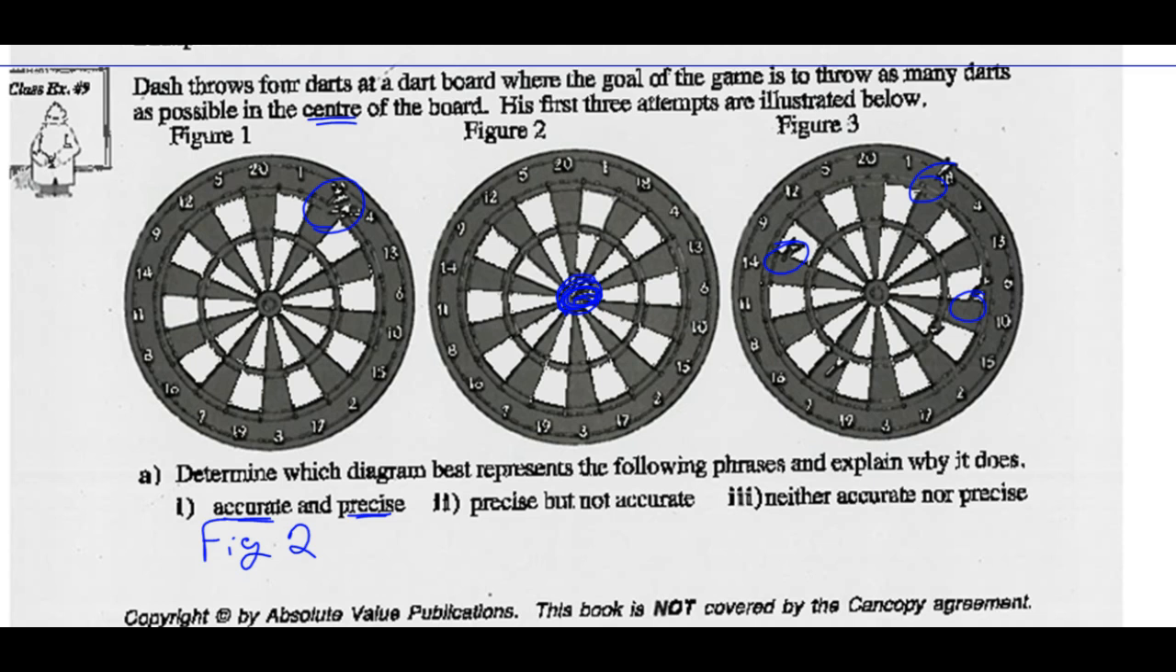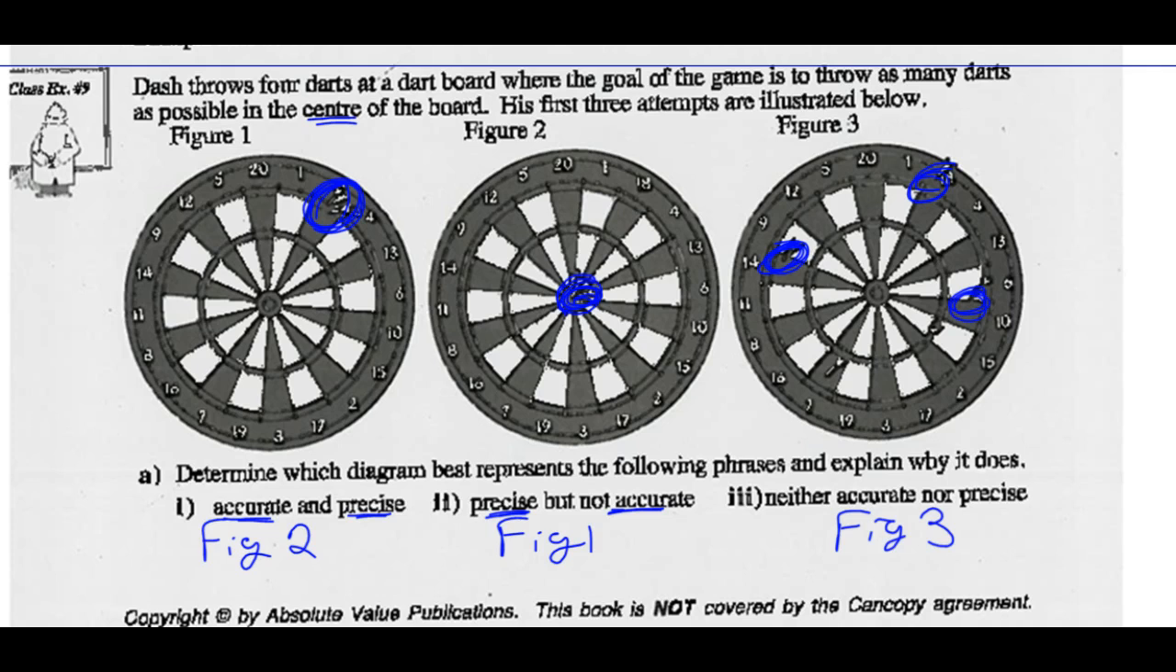Precise, but not accurate. So again, they're not near the accepted value. They're quite away from the middle, but they're all pretty precise. They all replicated the same. They're all clumped together, so that's figure 1. And neither accurate nor precise. None of these darts are near the middle, and none of them are close to each other, so they couldn't replicate the same accuracy. So we would say that this is figure 3.